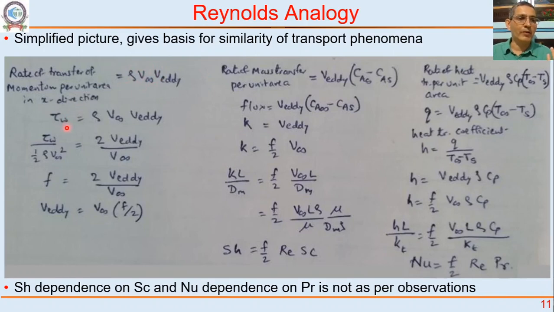So that's nothing but tau W. So tau W is rho V infinity multiplied by V eddy. Divided by half rho V infinity square, it will be 2 V eddy divided by V infinity. So friction factor is nothing but 2 V eddy by V infinity, or eddy velocity, we can think about this as V infinity multiplied by F by 2. That's the picture.